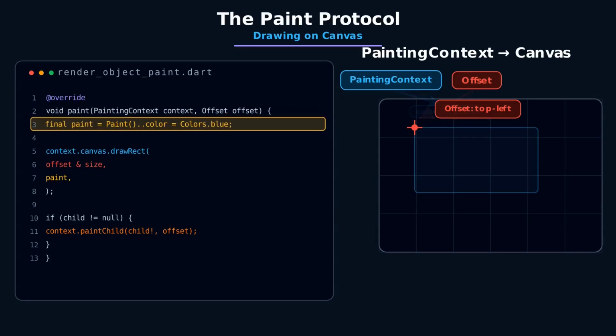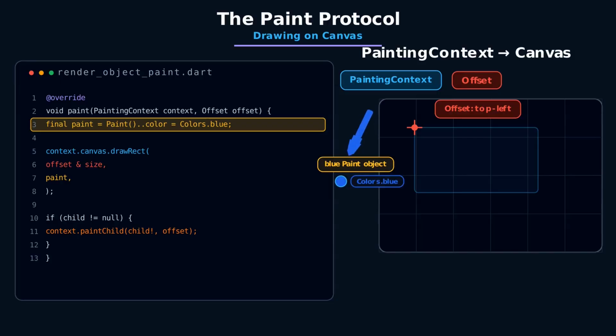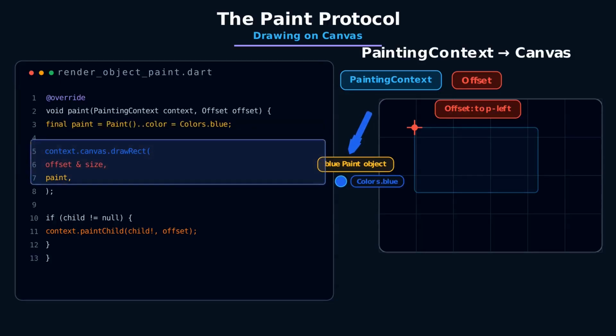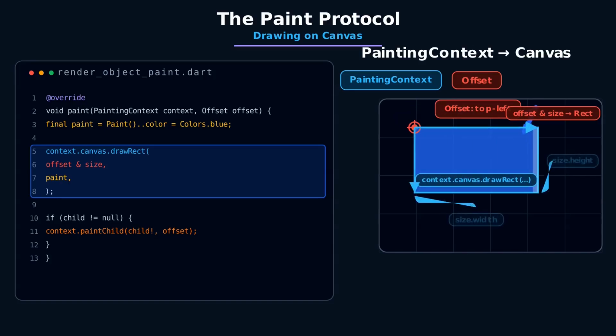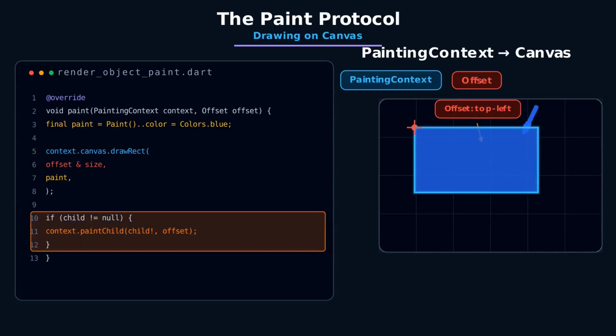Here's what a basic paint method looks like. In the paint function, we first create a blue paint object that we'll use for drawing. Then we draw a rectangle on the canvas. The position and size come directly from the offset and size of this render object. After that, we check if we have a child, and if we do, we paint it on top, passing along the same offset so it lines up correctly.